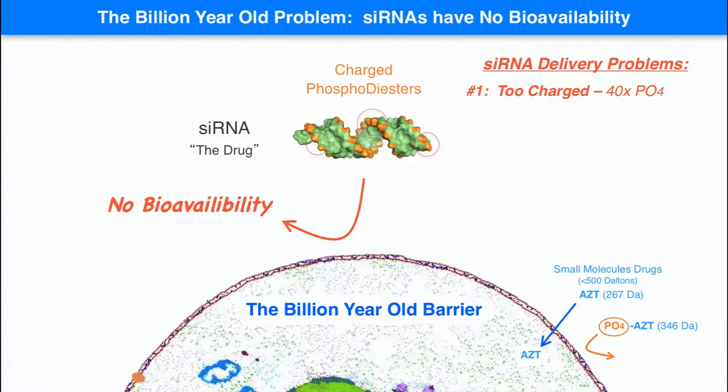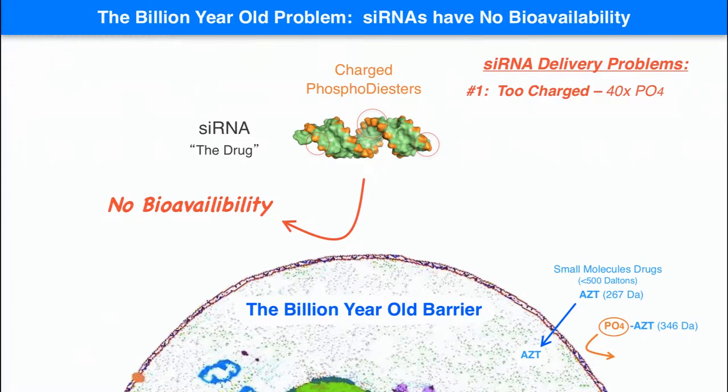In contrast, a small molecule like AZT that's under 500 Daltons, which is typically what most small molecules are, in order to passively diffuse across the membrane, can easily go and reach the same concentration on the inside that's on the outside. The problem is AZT is an inactive drug, and it needs to be phosphorylated. It's an anti-HIV drug, and it needs to be phosphorylated on the inside of the cells. And that's the rate-limiting step.